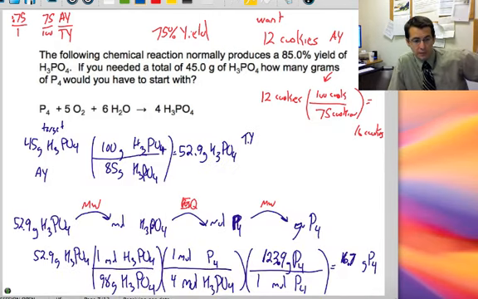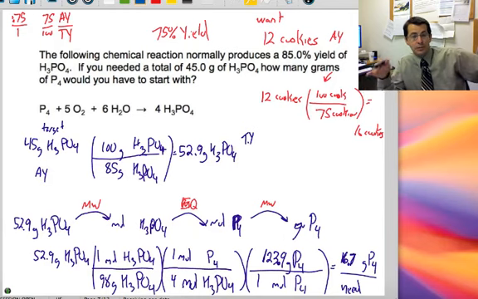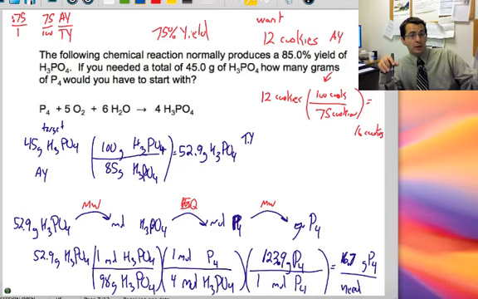So if you set it up correctly and run through the calculations correctly, you should get 16.7 grams of phosphorus needed to obtain 45 grams, assuming that you will lose 15 or so % in the process. So we have to shoot for 52.9, but in reality we're only making 45. So a slightly more backwards procedure.